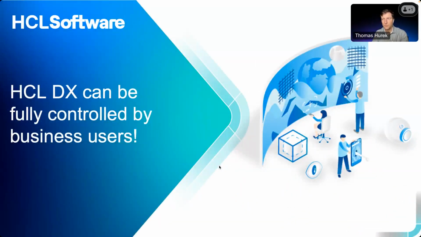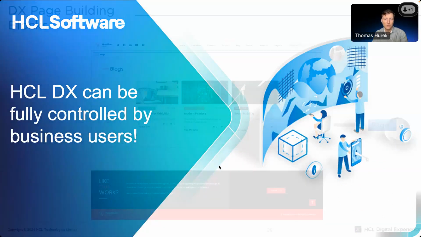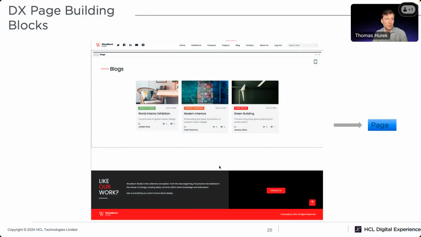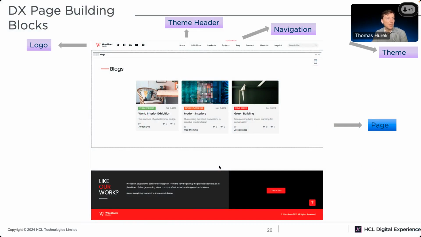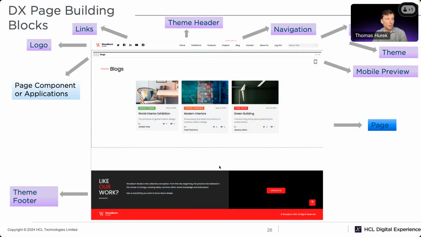Another important capability that we see stands out with DX, both in terms of developers, but even more in the capability of giving business users more control, is our features in the area of business user administration. You might be aware of the different building blocks in DX. There's the page, the theme and header that would typically be provided by the developers, the navigation that's built in, the links, search capabilities, page components or applications that are deployed on the page, and also the footer. All of these can be controlled pretty much by business users as well, meaning the aggregation of the page can be managed by business users.